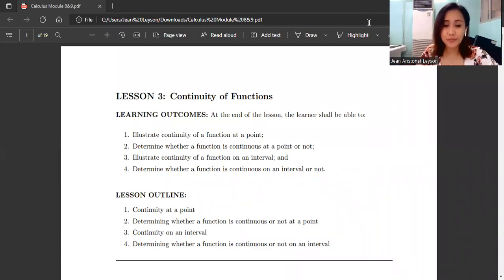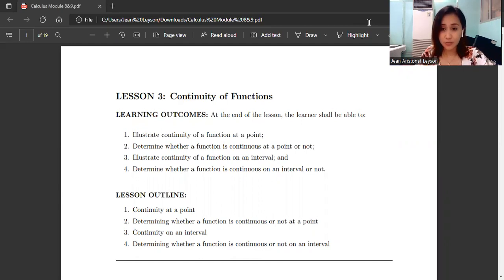In this video, I will be discussing the continuity of functions. Continuity meaning there are no abrupt changes, breaks, or jumps in our function.